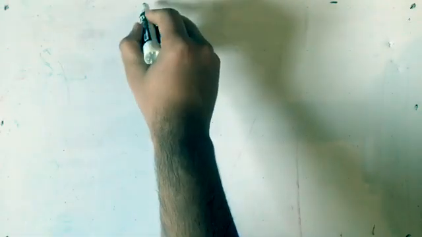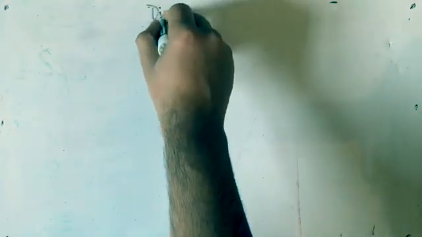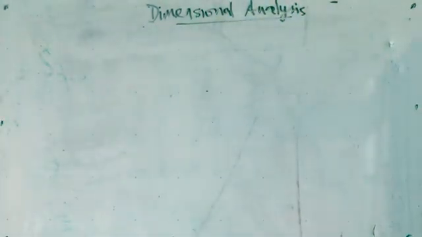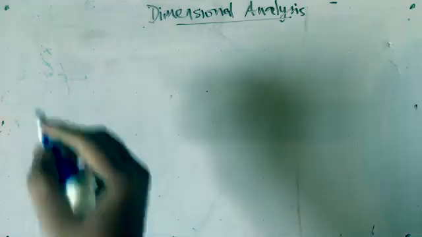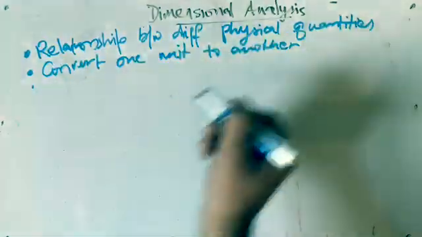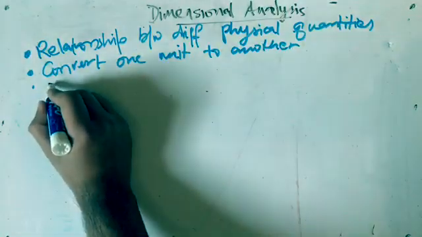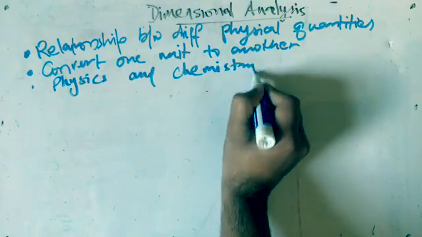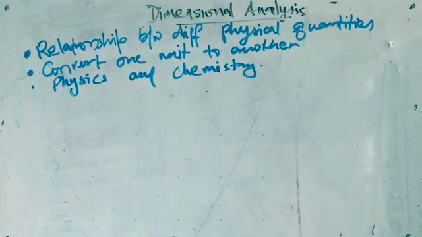Today we're going to discuss dimensional analysis. Dimensional analysis is just a relationship between different physical quantities. This method is mostly used in physics and chemistry. Instead of just talking about what this is and what it does, let's look at an example.